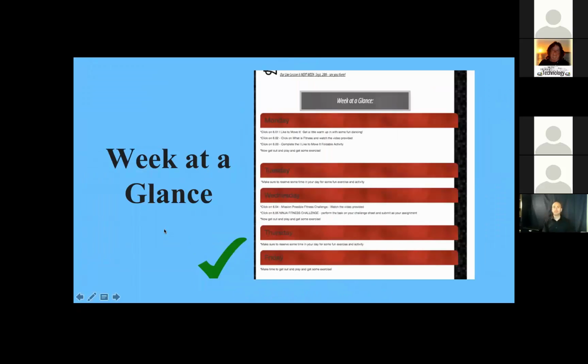This one is another, and this teacher decided to do it by days. So it's very specific on what's happening on Monday, what's happening on Tuesday, what's happening Wednesday, and every day of the week.